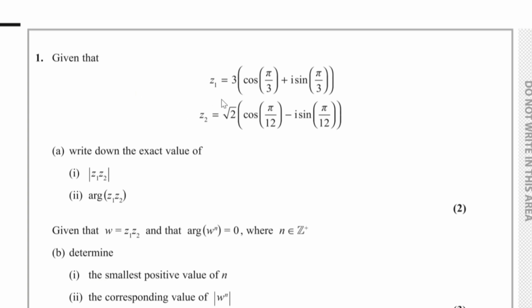Question number 1. Given that z1 equals 3 lots of cos of pi over 3 plus i sine of pi over 3, and z2 is equal to root 2 lots of cos of pi over 12 minus i sine of pi over 12, for part A, we have to write down the exact value of the mod of z1 z2, and the argument of z1 z2.